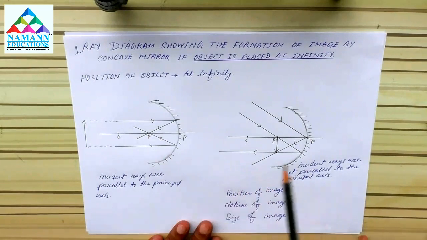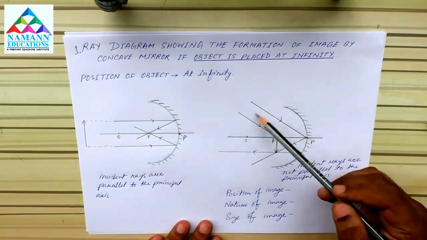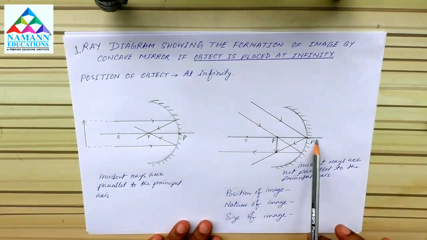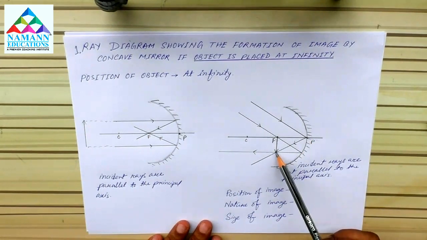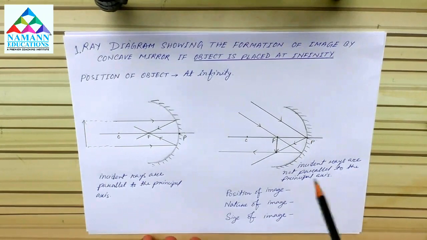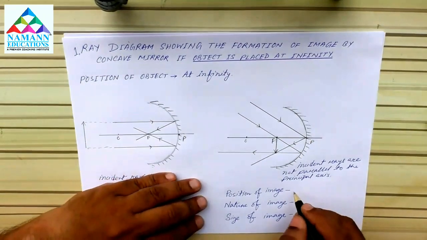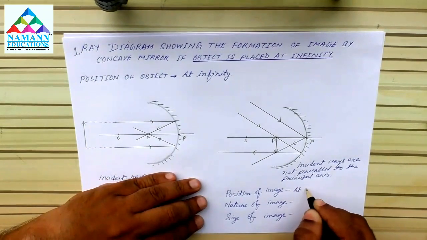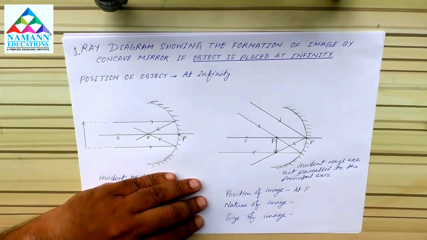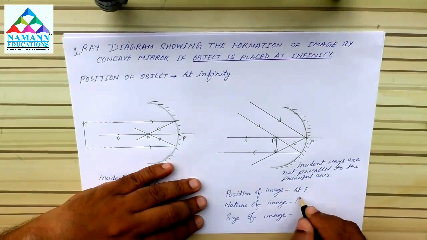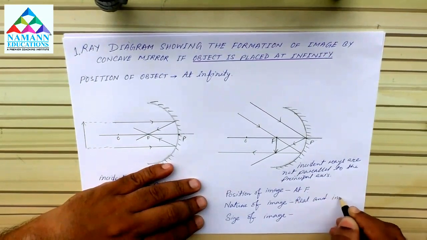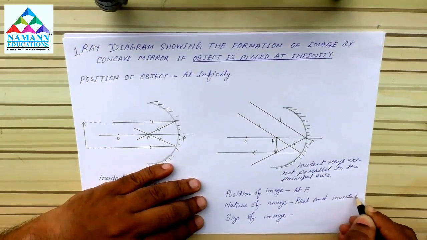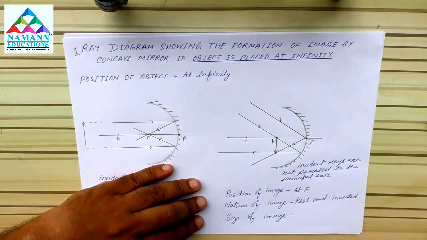Here, incident rays are parallel to one another, but they are not parallel to the principal axis. After reflection, the light rays converge at a point, and here also image is formed at focus. So if you look at the diagram, if I ask you what is the position of image, we can write at focus, at principal focus. Nature of image: real and inverted. Why real and inverted? Because the light rays actually intersect at that point.